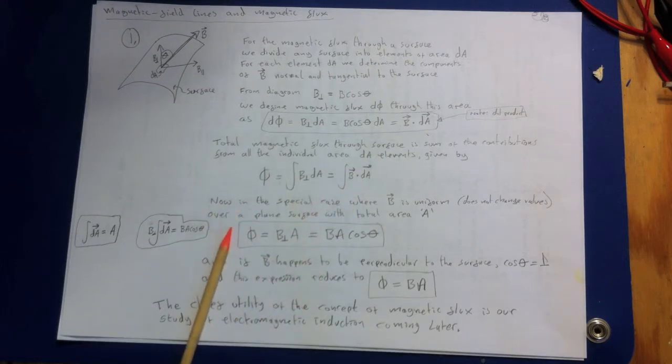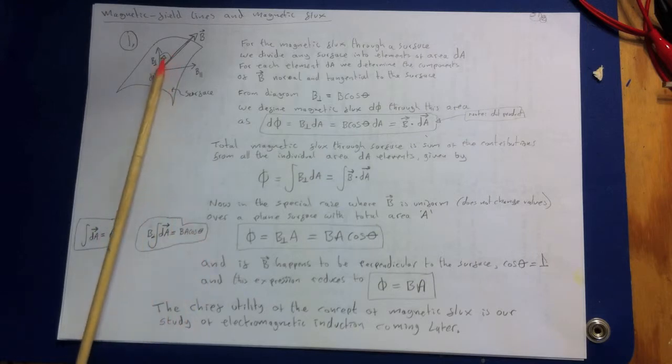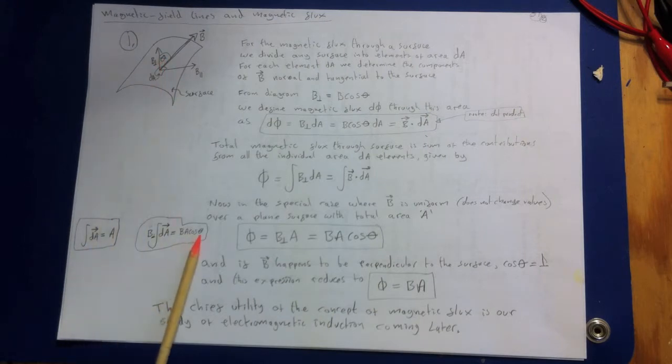In the special case where B is uniform over a plane surface with total area A, we can bring it outside the integral, because that's going to be a constant now, because it's uniform. That reduces nicely to BA cosine theta. And now if B happens to be perpendicular to the surface, then theta equals 0, and we know that cosine 0 equals 1, so that nicely reduces down to phi equals BA.